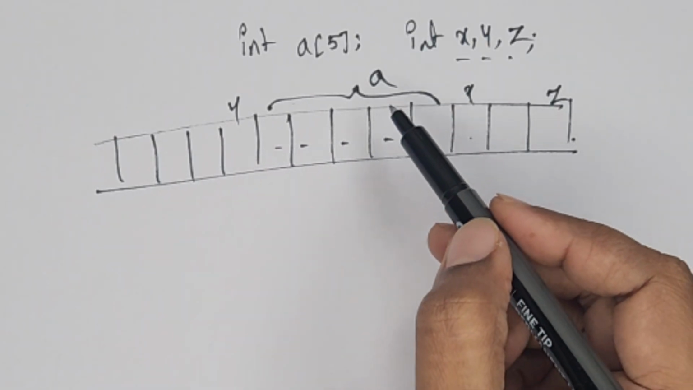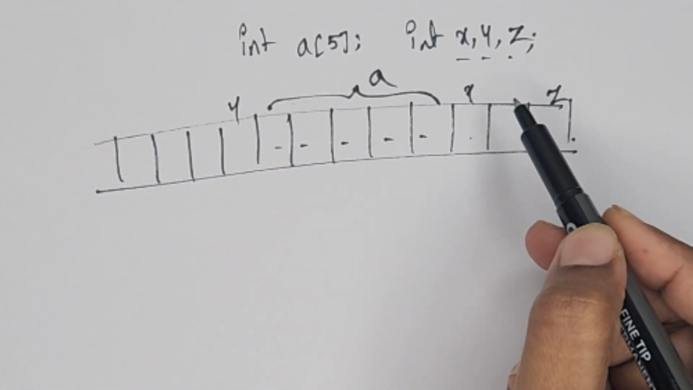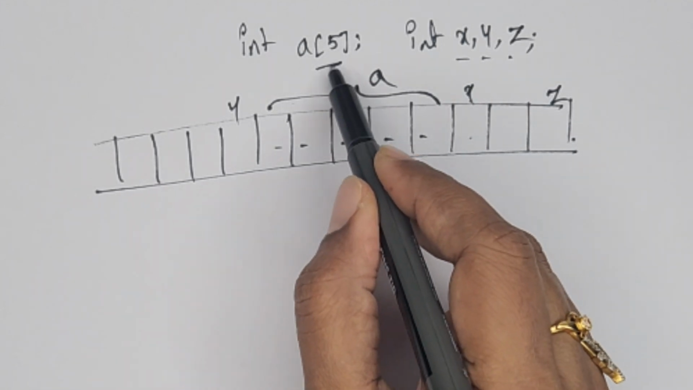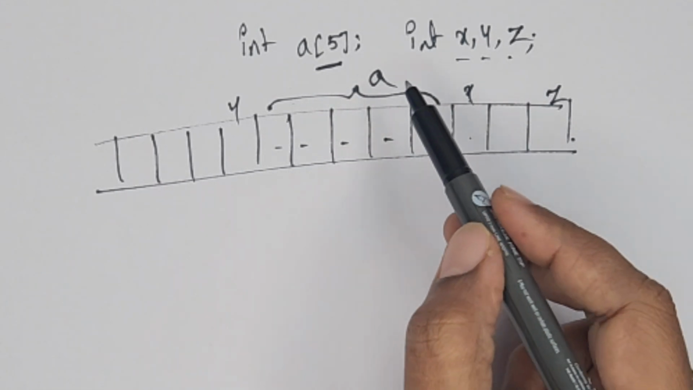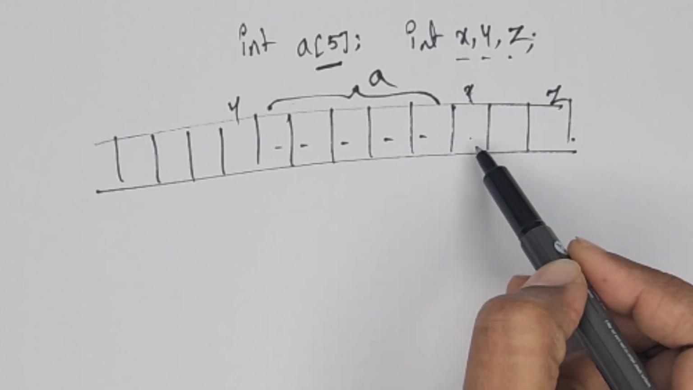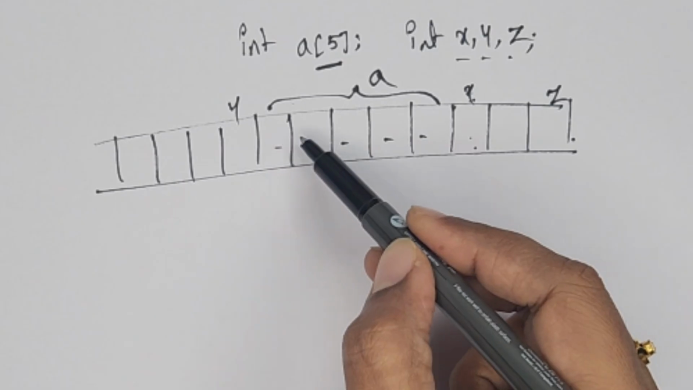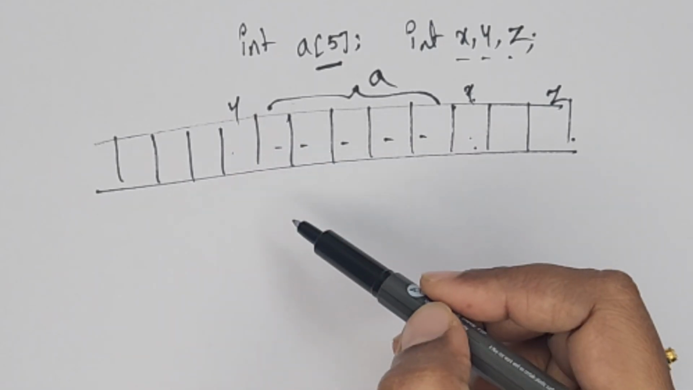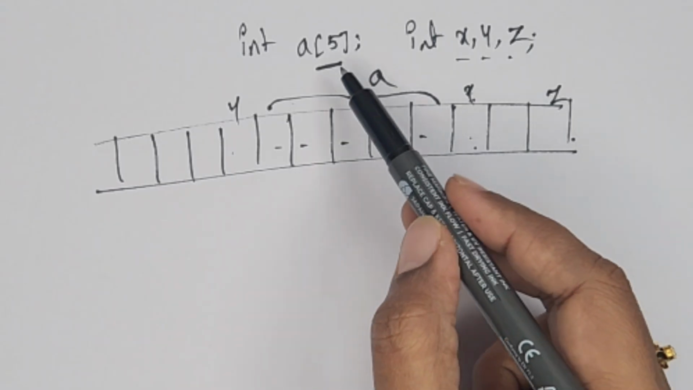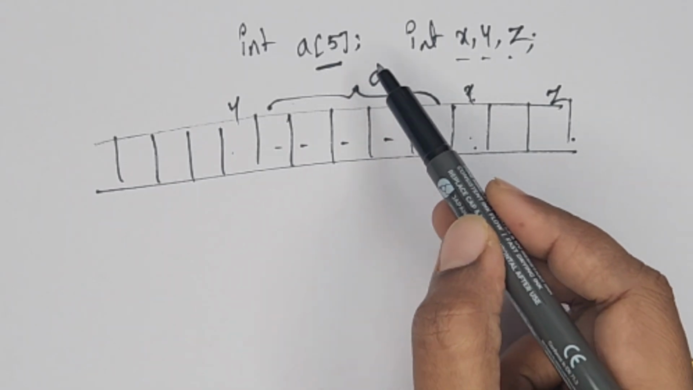Fine. If I want to store one more element, like a sixth element, I have to increase the array size. But that is not possible. See, the next memory is already assigned to X. Before this, the memory is also assigned to Y. So you cannot extend this memory, and you cannot increase the size of the array.